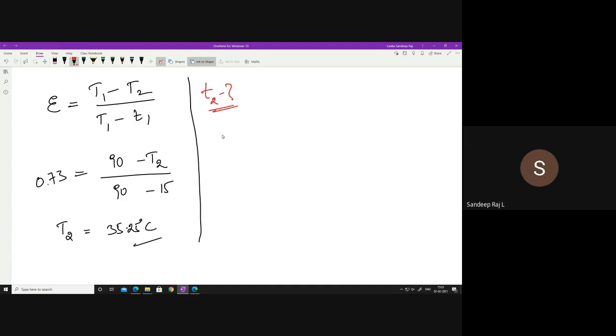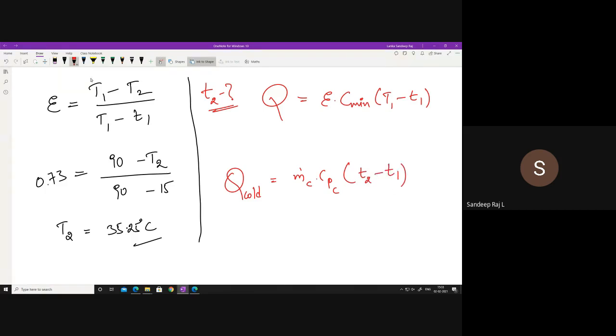So there are many ways to find this actually. You can find out Q first. The Q value is effectiveness into Cmin into (capital T1 minus small t1). Once you get Q, take Q cold, which is equal to m dot C into Cpc into (T2 minus t1), with only T2 unknown. You can use this to find it. That is one way of getting T2.